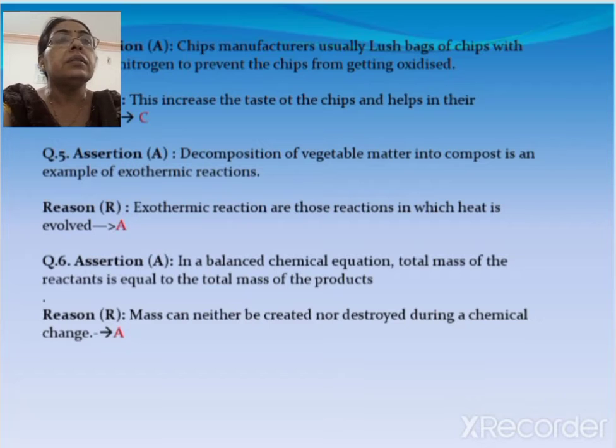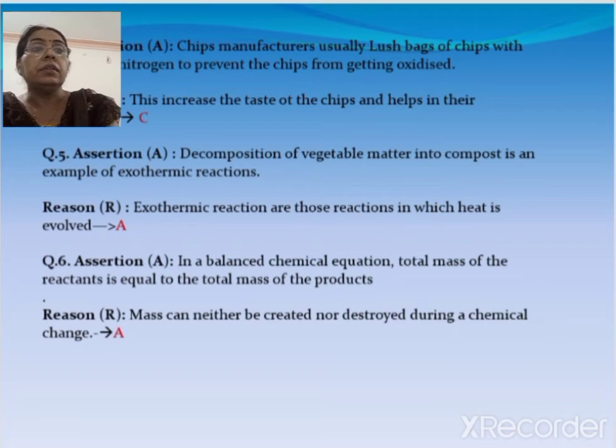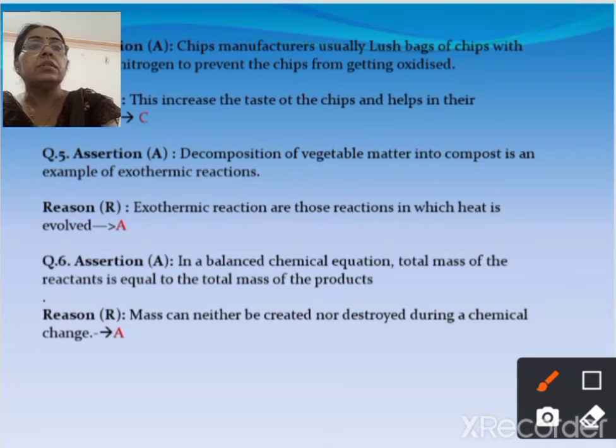Nitrogen gas or another inert gas is filled to prevent rancidity, to prevent the chips from getting oxidized. So the assertion is correct here. Now come to the reason. This increases the taste of the chips and helps in their digestion. So the reason is not correct. So we will have to see in the options where assertion is correct but R is false. It is in C. So for that we will choose the correct option C.